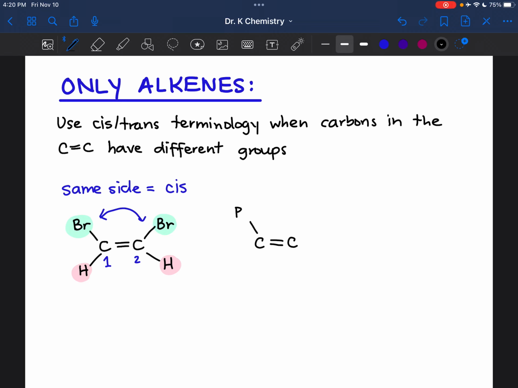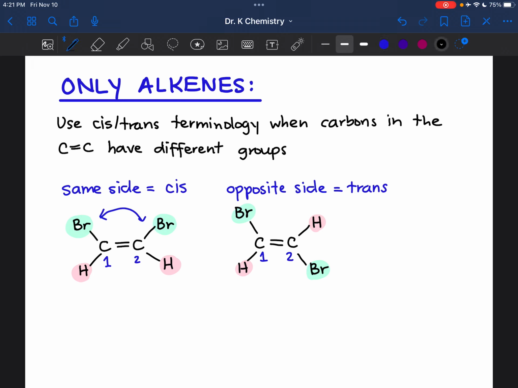Now, alternatively, we could have put the bromo groups on the opposite side of the molecule. So I'll number these again. So notice that carbon 1 has 2 different groups. It has bromo and hydrogen, and carbon 2 also has bromo and hydrogen. In this case, the bromo groups are on the opposite side of the molecule. Here bromo is facing up, here bromo is facing down. So definitely different sides of the molecule. If they are on the opposite side, then we call this a trans alkene.